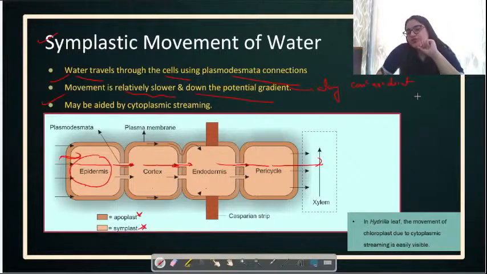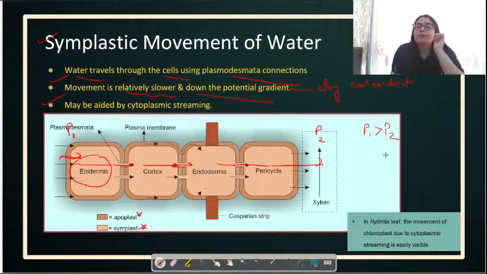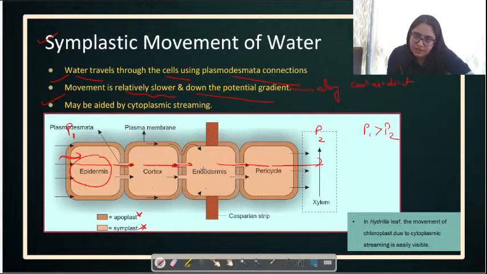Remember my kids, there also I told you, what did I tell you? Whether it is apoplast or symplast, if water is moving from point 1 to point 2, for example, point 1 is the epidermis cell and point 2 is the root xylem, then water along the symplast also will move from point 1 to point 2 only when there is a pressure gradient, where P1 is at a higher pressure value and P2 is at a lower pressure value. Only then the symplastic movement will take place.